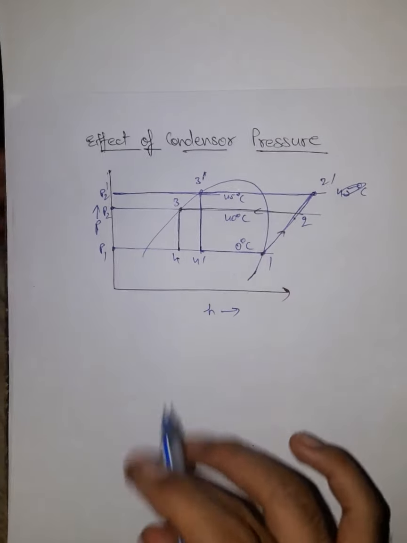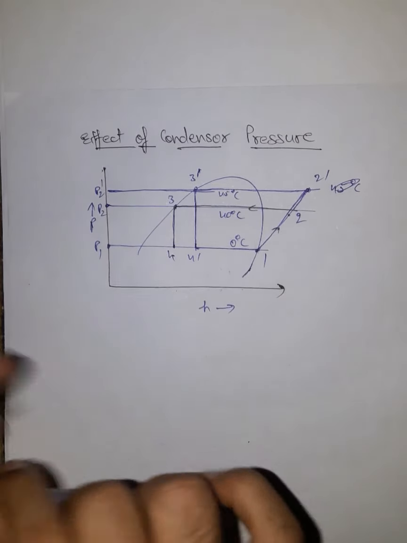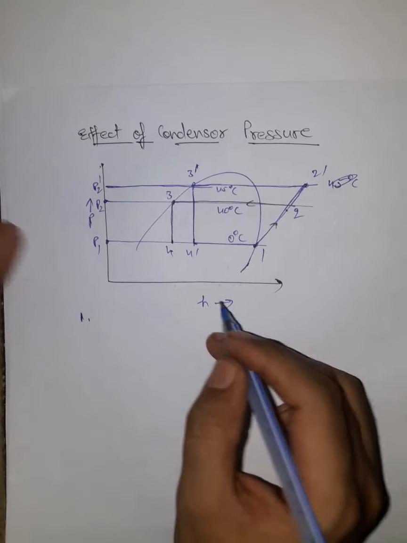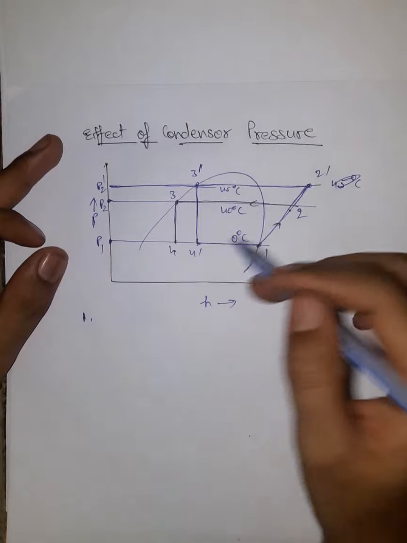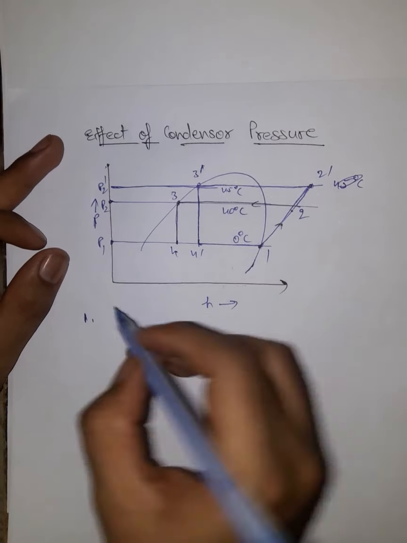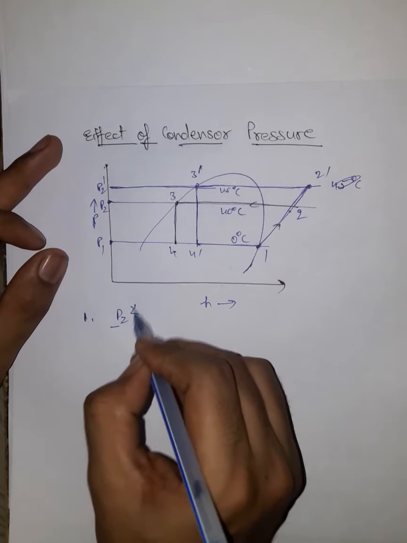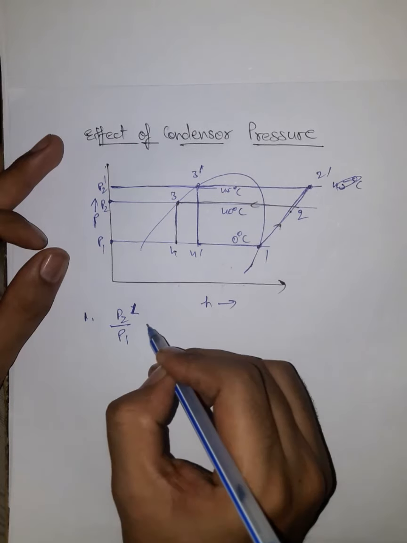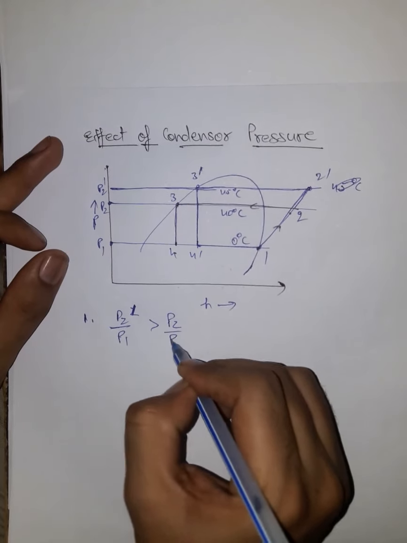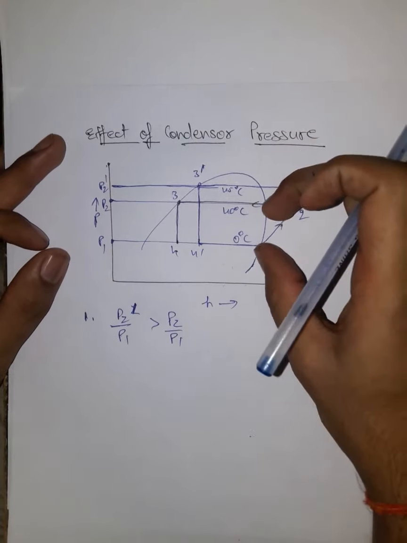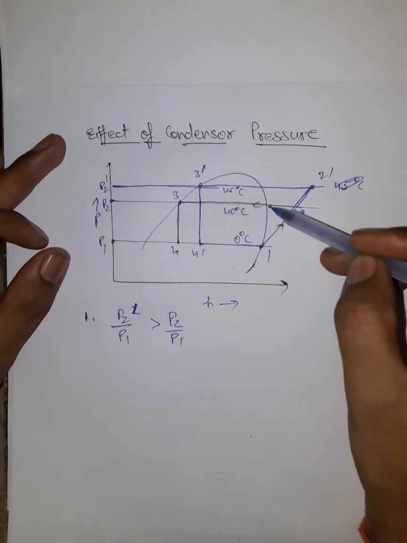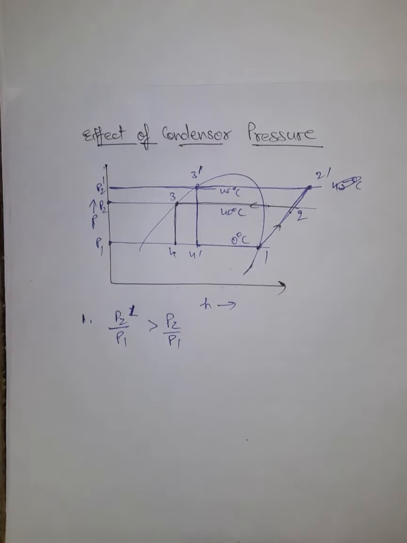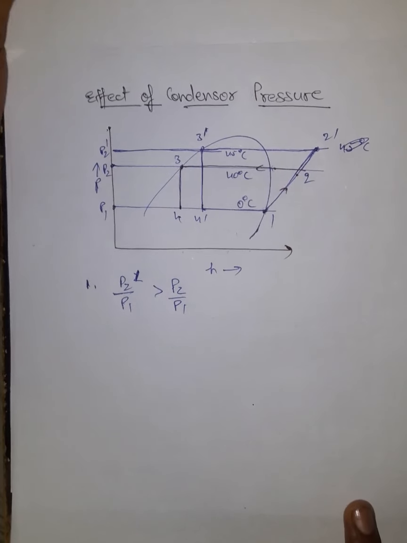Now some of the observations that we can draw from here are as follows. First is the increase in the pressure ratio. See that P2 dash by P1 is greater than P2 by P1. Why? Because this gap is more than the original gap. So the pressure ratio has increased due to the increase in the condenser pressure.